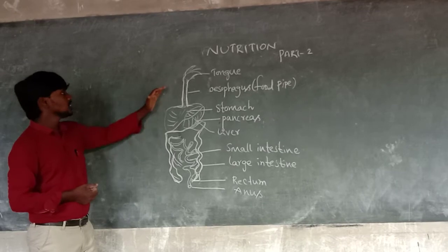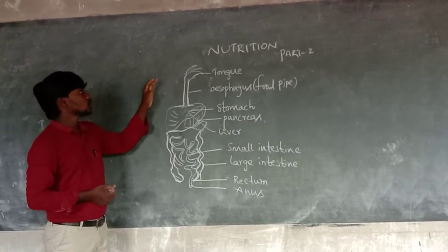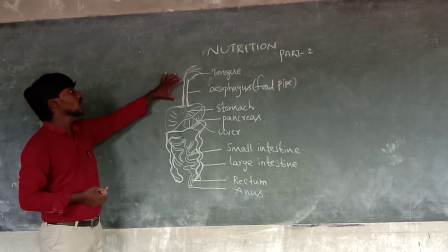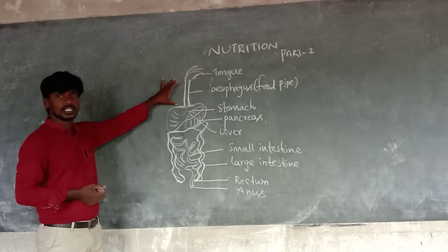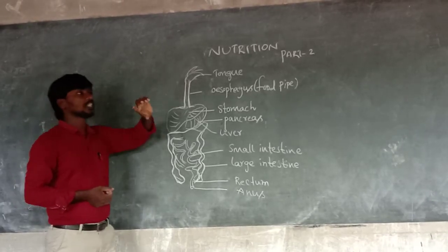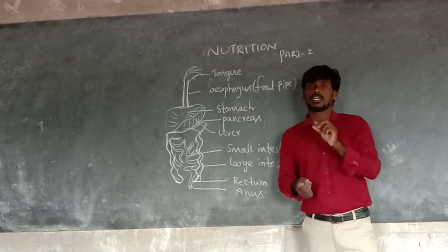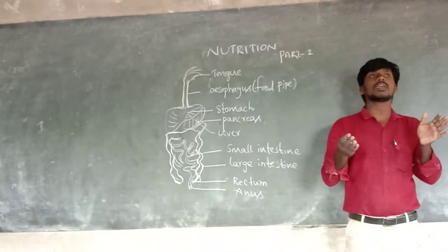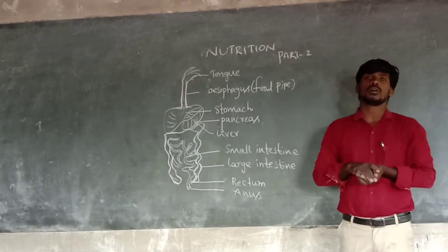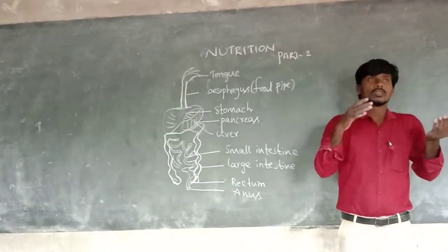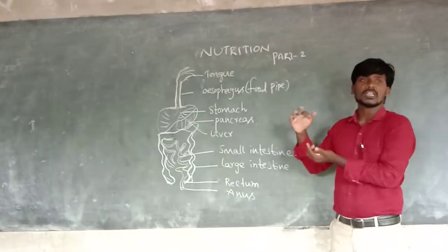This is the model of the digestive system in human beings. The esophagus is the largest part here, and it is called the food pipe. If you take any food, the food will enter your mouth. So digestion actually starts in your mouth. How does nutrition begin in the mouth?